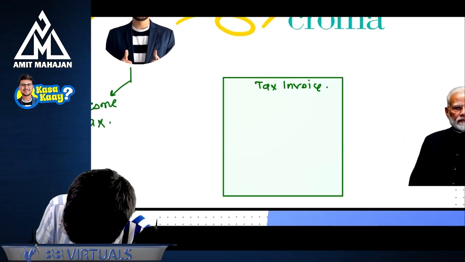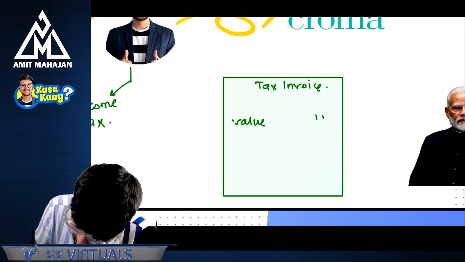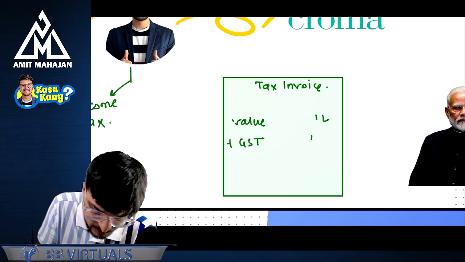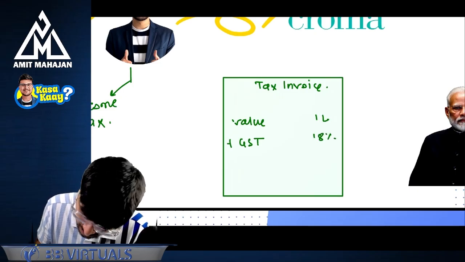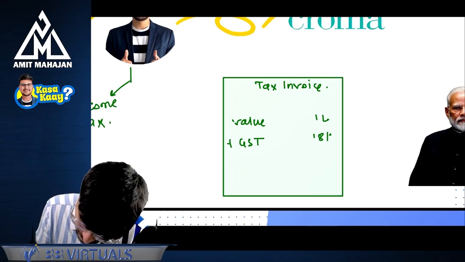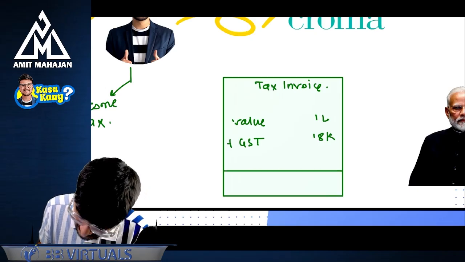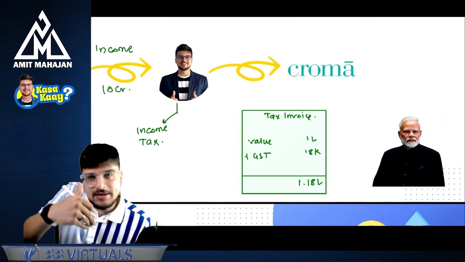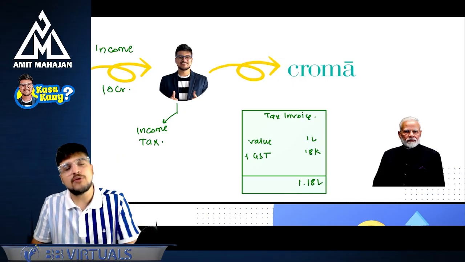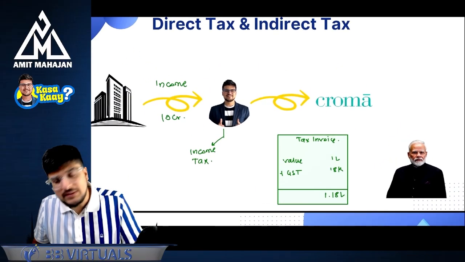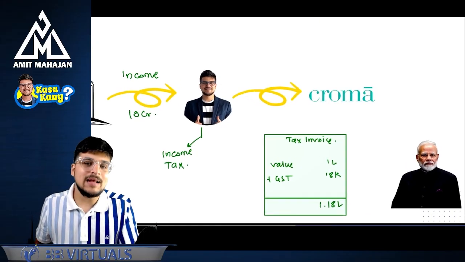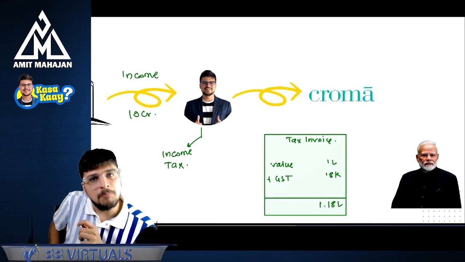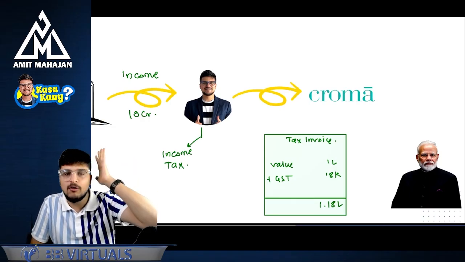Perfect. Now, if I see the value of that particular AC, I can see the value as 1 lakh. Of course, they will charge GST on that. The GST will be 18%, which will be 18,000. And then the final figure which they took from me, that is 1 lakh 18,000. Perfect. So I must have given Chroma 1 lakh 18,000. Now you think from Chroma's perspective. What did Chroma do with these 1 lakh 18,000 rupees? So Chroma took 1 lakh 18,000, kept 1 lakh in its pocket, and gave 18,000 to government.